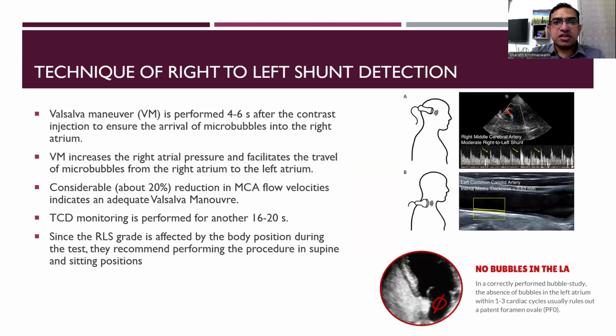After this is injected, how will you detect the right to left shunt? You ask the patient to do a Valsalva maneuver 4 to 6 seconds after the contrast is injected to ensure the arrival of the microbubbles into the right atrium. Now this Valsalva maneuver increases the right atrial pressure and it helps in pushing the microbubbles from the right atrium to the left atrium.